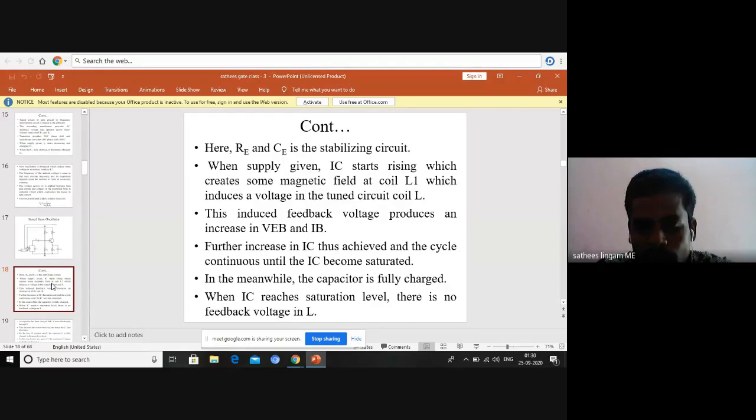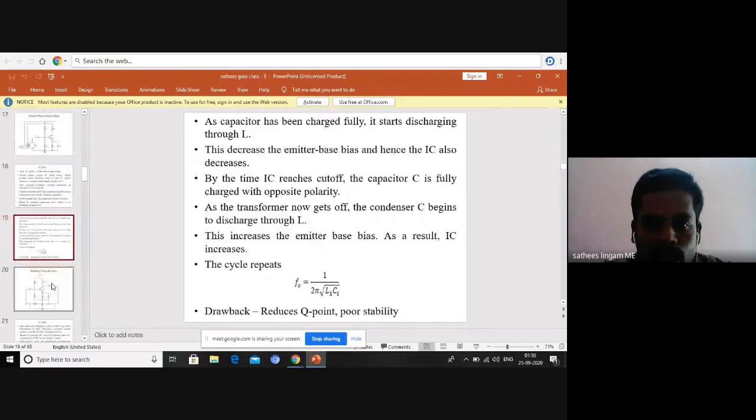In the meanwhile, the capacitor is fully charged. When IC reaches saturation, there is no feedback voltage in L. So the continuous process is happening, charging and discharging. As the capacitor is fully charged, it starts discharging through L. This decreases the emitter base bias, and then the bias increases again. As a result, IC increases and the cycle repeats.